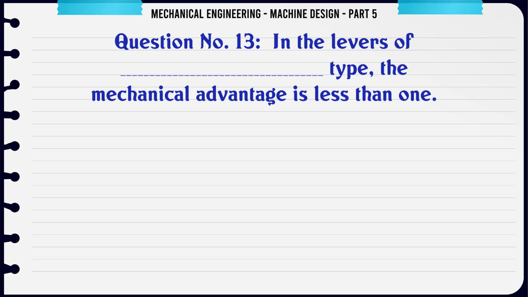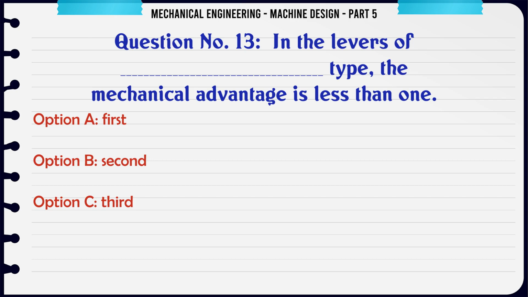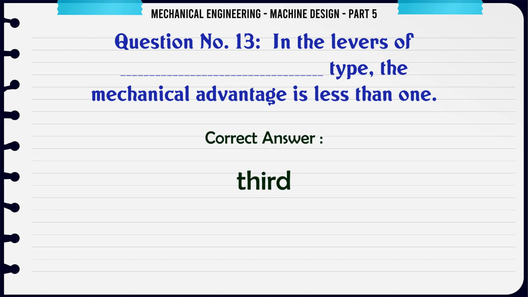In the levers of type, the mechanical advantage is less than 1. A. first, B. second, C. third, D. The correct answer is third.